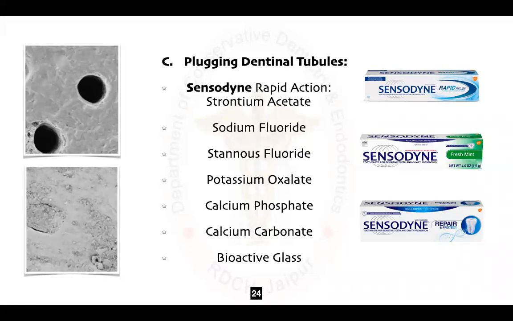Now you see a lot of variety of Sensodyne available in the market, naming rapid relief, based on cavity prevention, protect and repair, all these things. So plugging dentinal tubules, what substances or products are used in these kinds of toothpaste? For example, strontium acetate. Please start writing plugging dentinal tubules: strontium acetate, sodium fluoride, stannous fluoride, potassium oxalate, calcium phosphate, calcium.